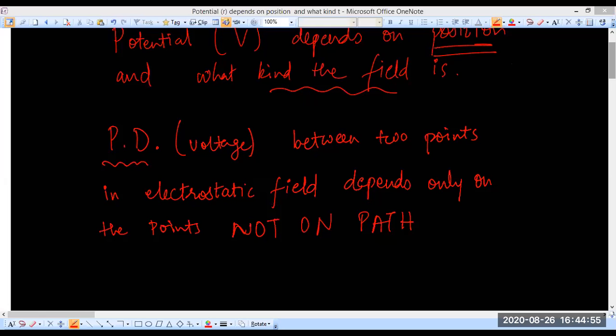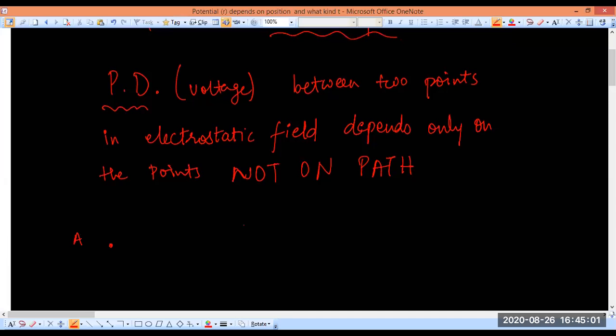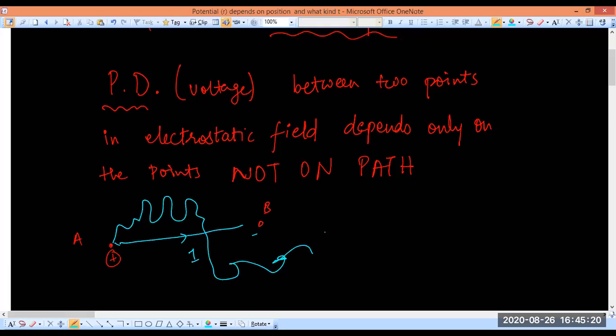Okay, so let me explain what I've written here. Suppose this is a point A and this is a point B, right? And you are supposed to take a charge, point charge, positive, negative, anything, doesn't matter, from A to B. So if you take it straight in one case, in second case you take it like this, wandering around, okay. In both the cases, the potential difference VB minus VA will be same, right? Potential difference VB minus VA will be same.